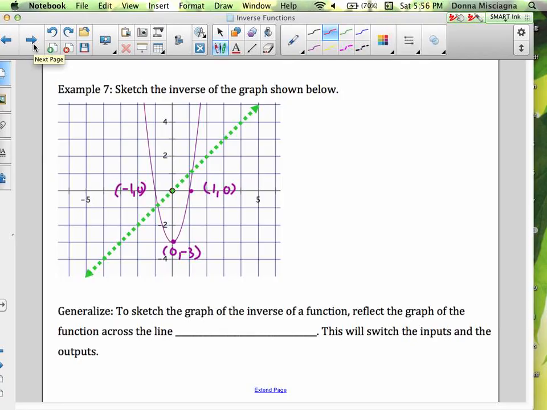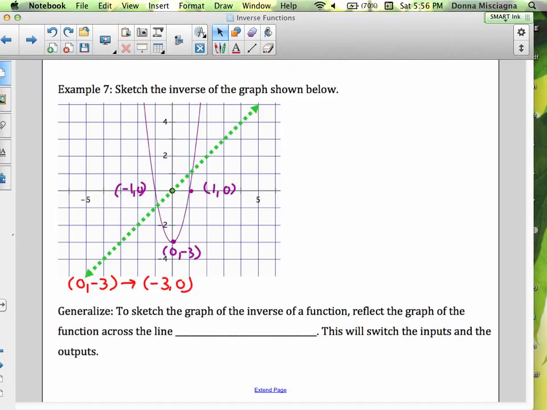All right, so there's our points. Right, so 0, -3. That's going to go to -3, 0. All right, so we'll graph that, and my -1, 0 is right smack in the middle on it. So -1, 0 is right here.